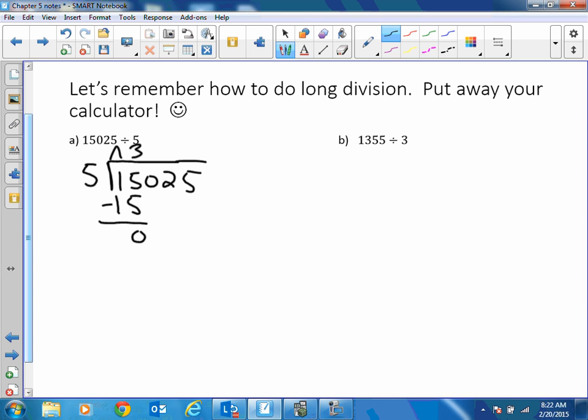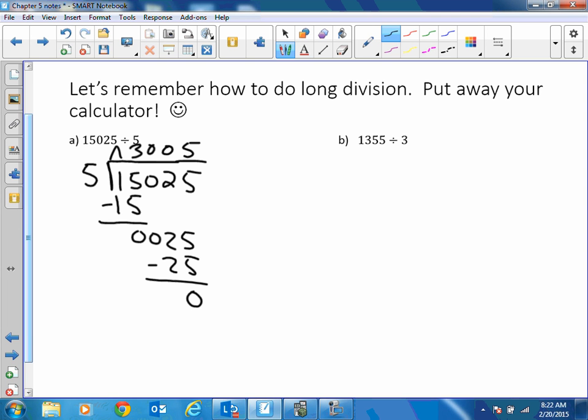Bring down the 0. Does 5 go into 0? No, so we bring it down again. Then we bring down the 2. Does 5 go into 2? No, so we bring down another 0. And then bring down the 5. Does 5 go into 25? Yes. How many times? 5. So 5 times 5 is 25. We subtract those. And if we multiply 3,005 by 5, we get 15,025. So remember, we just subtract at the end.